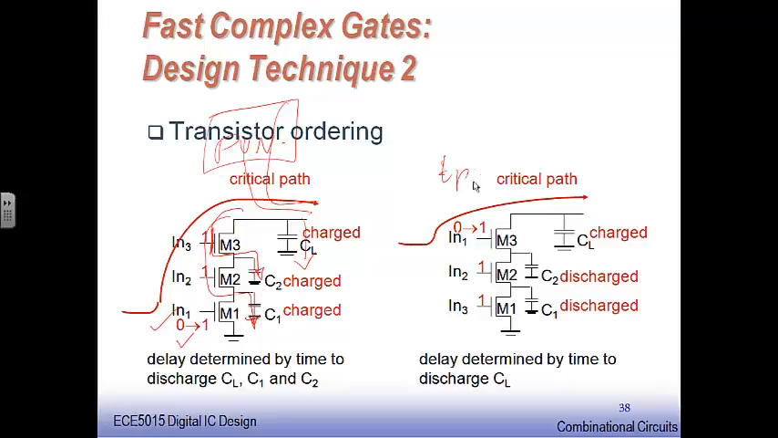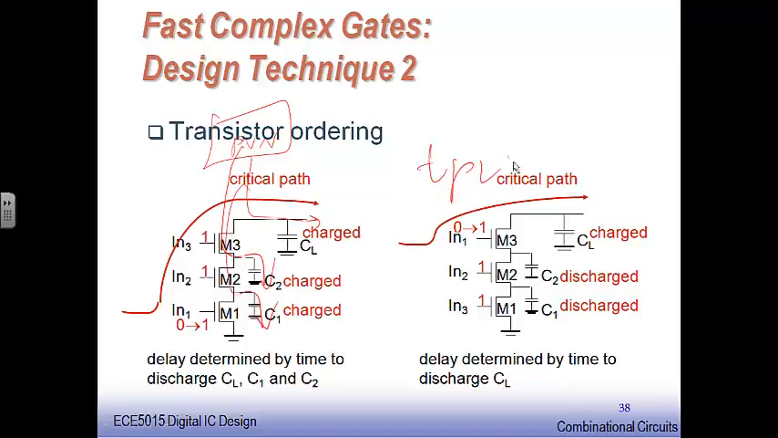Therefore, the TPHL delay is now going to be determined by the discharging time of all the charges that I have here, here and here. In addition to that, consider that I have the pull-up network, which is going to be charging not only CL, it's going to be charging C2 and C1 also. So the TPLH also is going to be more. Therefore we can say the delay is determined by the time to discharge all the 3 capacitors, and the charging and discharging both, as explained now.